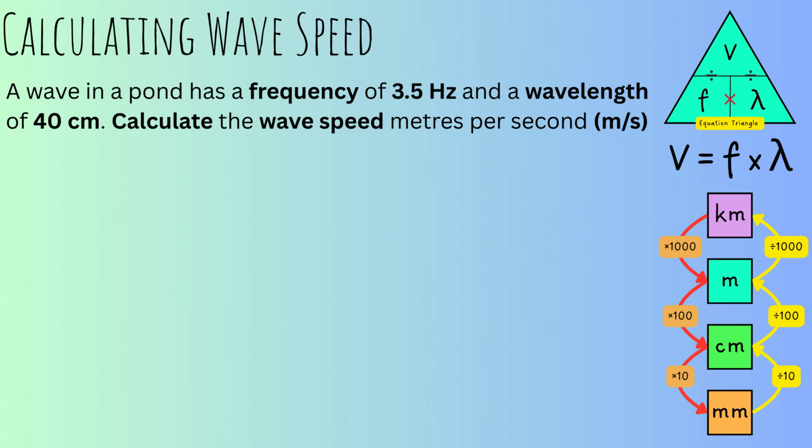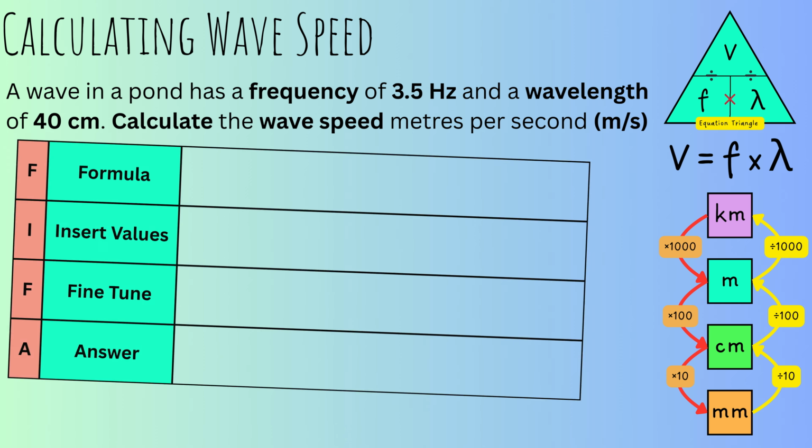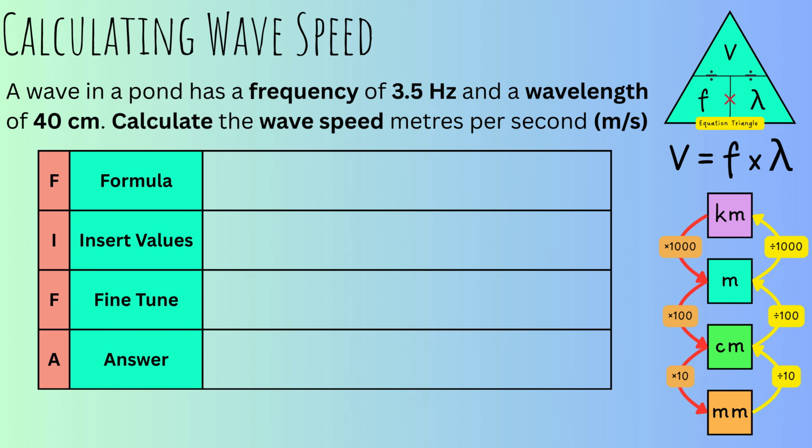Let's put this calculation into action with an exemplar question and answer. The question is, a wave in a pond has a frequency of 3.5 Hertz and a wavelength of 40 centimeters. Calculate the wave speed in meters per second. The FIFA method works really well in physics calculations, and when used correctly, it will guarantee you get all of the marks in an equation.